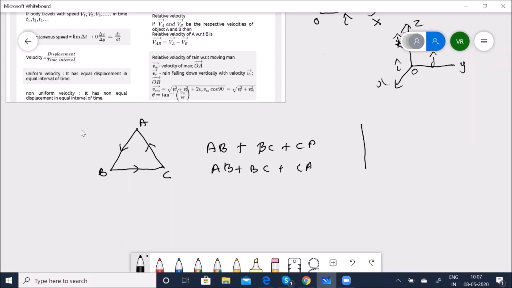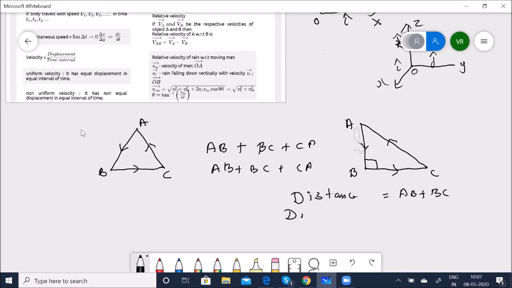Like when you take a right triangle, let us say it is right angled at B. What is the distance? Let us say the object is traveling from A to B and then B to C. Let us say this is C. The total distance traveled is AB plus BC.